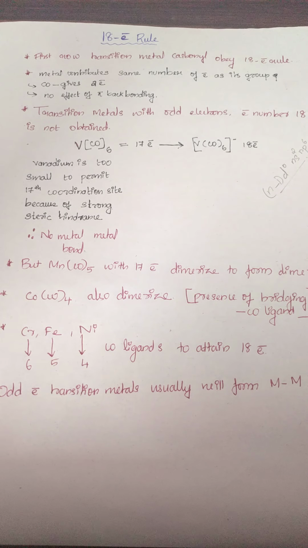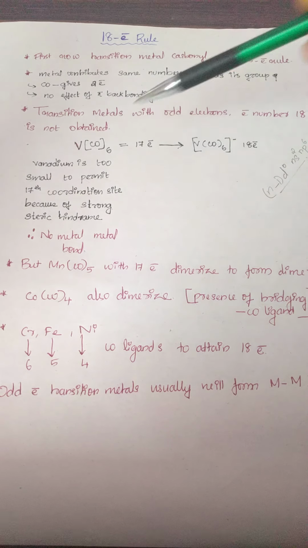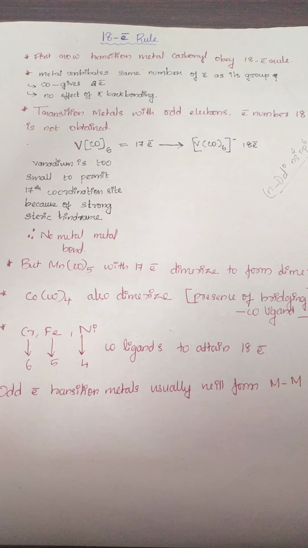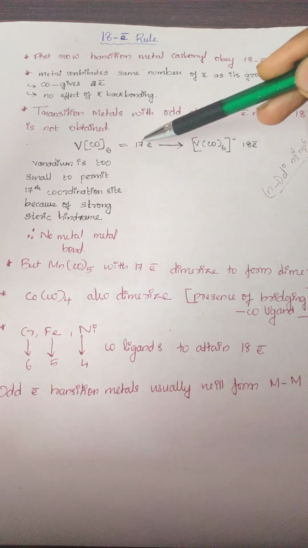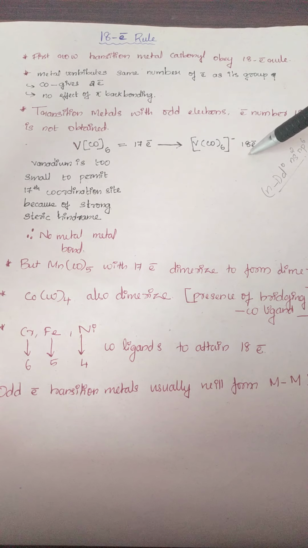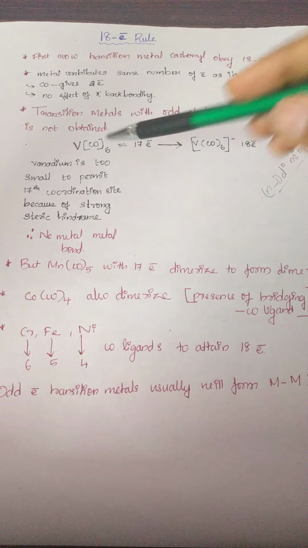So, for example, consider the complex vanadium hexacarbonyl, V(CO)6. It has 17 electrons, and this 17 electron complex is easily reduced to an 18 electron complex, that is, it will be reduced to the anion. In V(CO)6 the vanadium is too small to permit a seventh coordination site because there would be strong steric hindrance. Therefore no metal-metal bond forms, which means this compound will not dimerize at all.